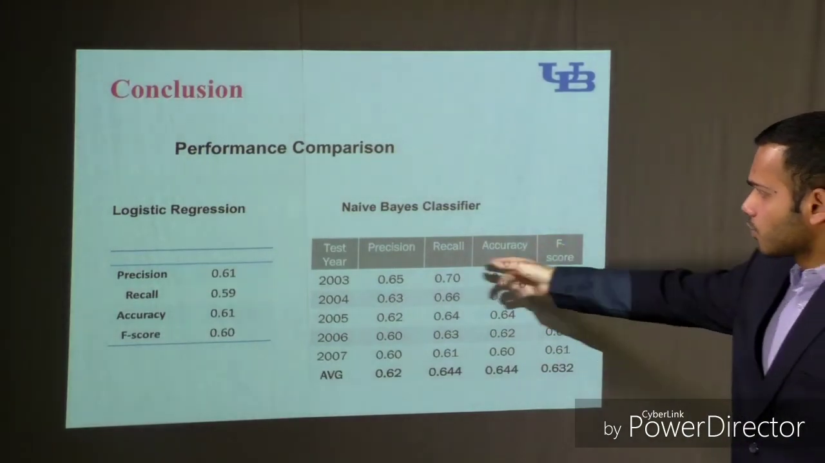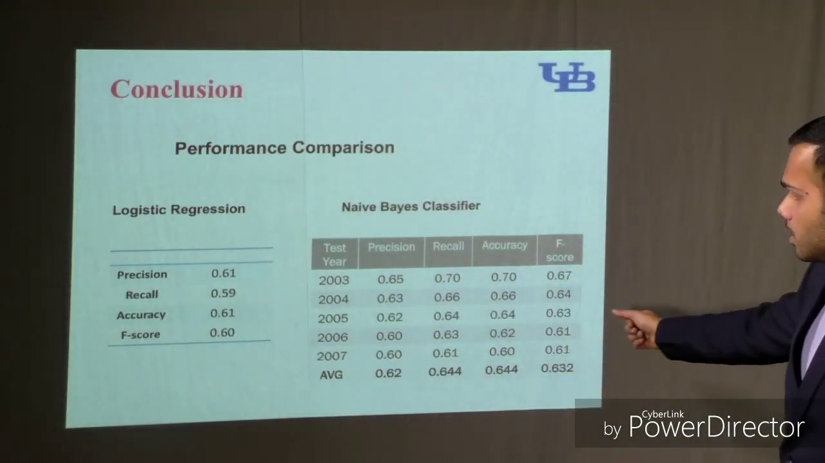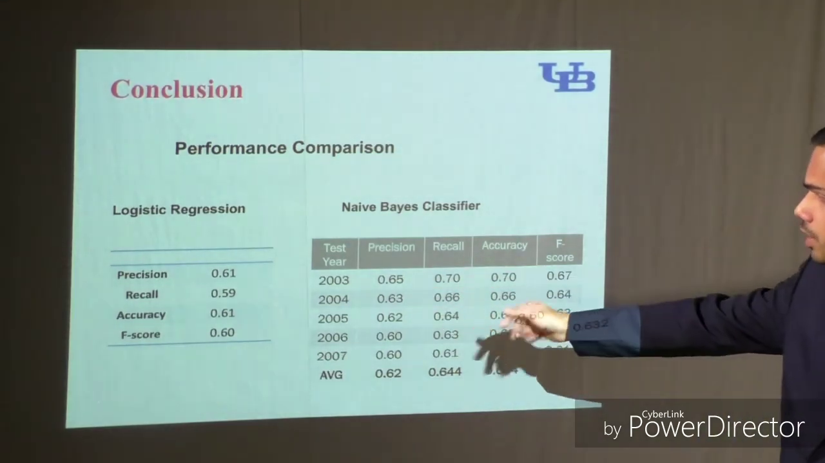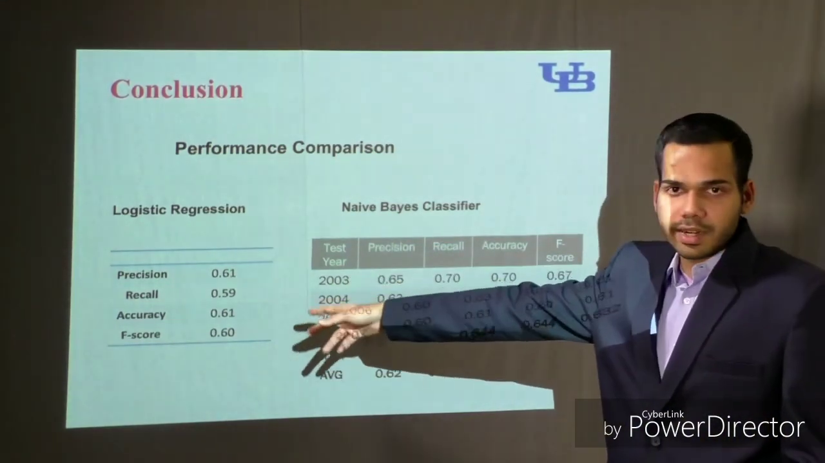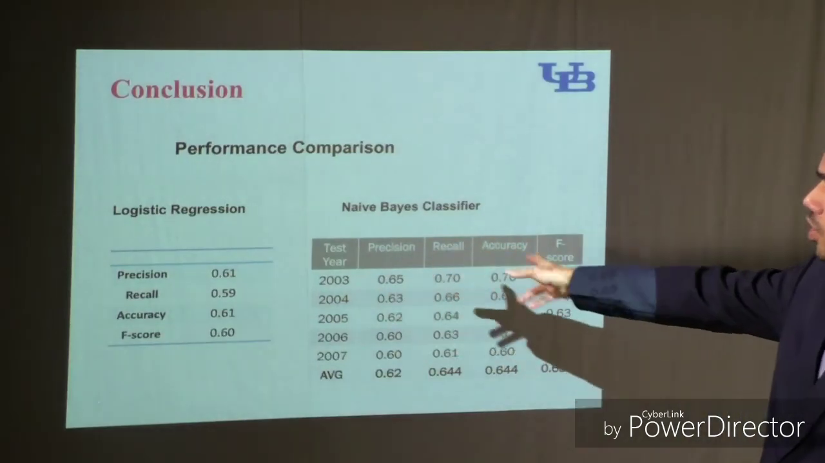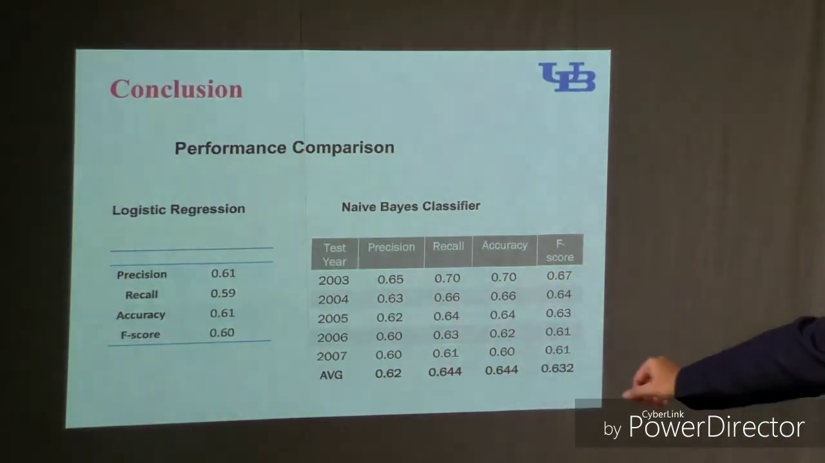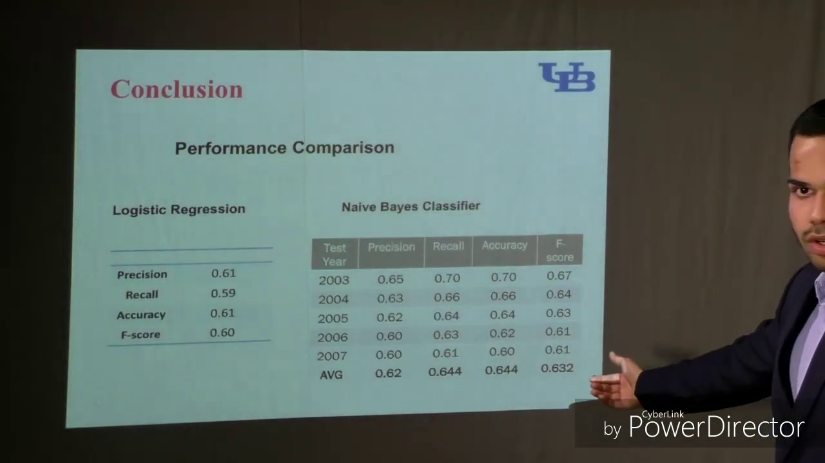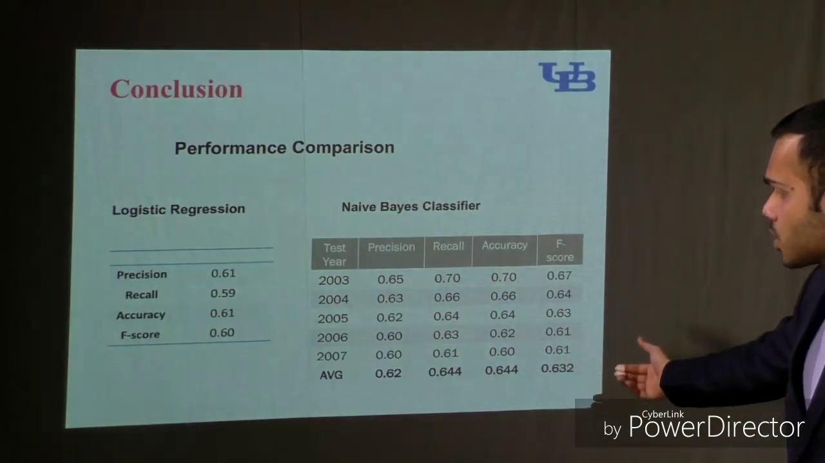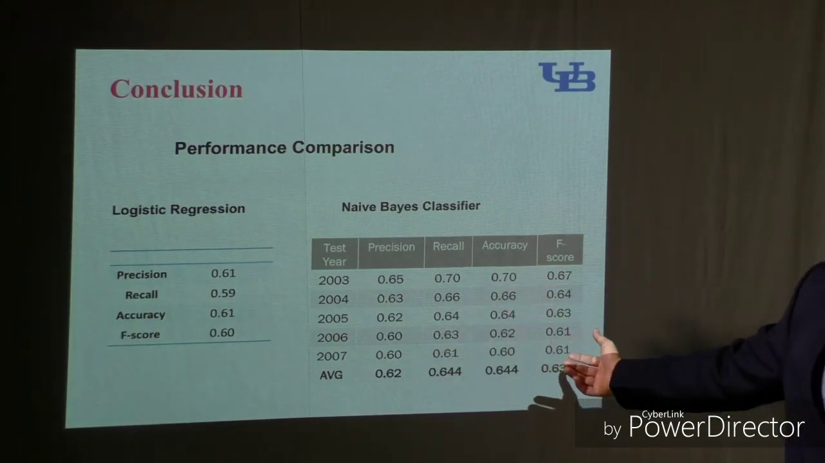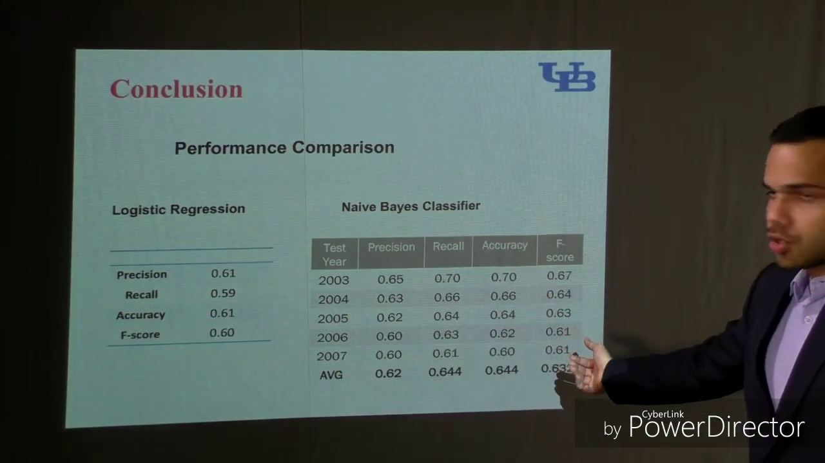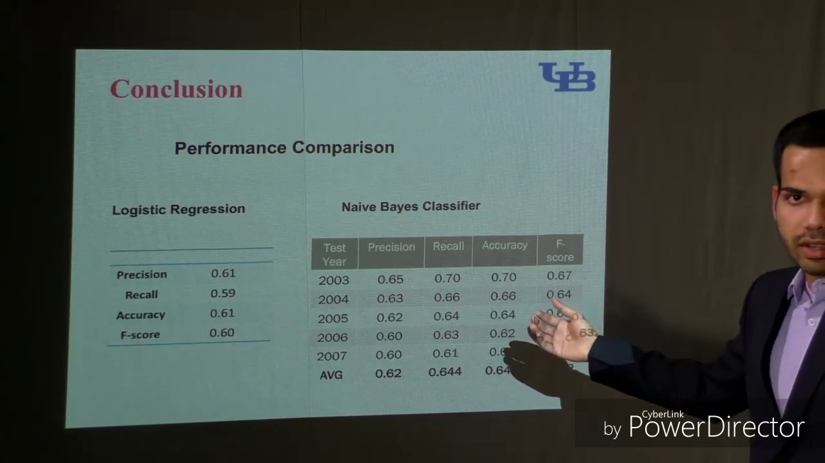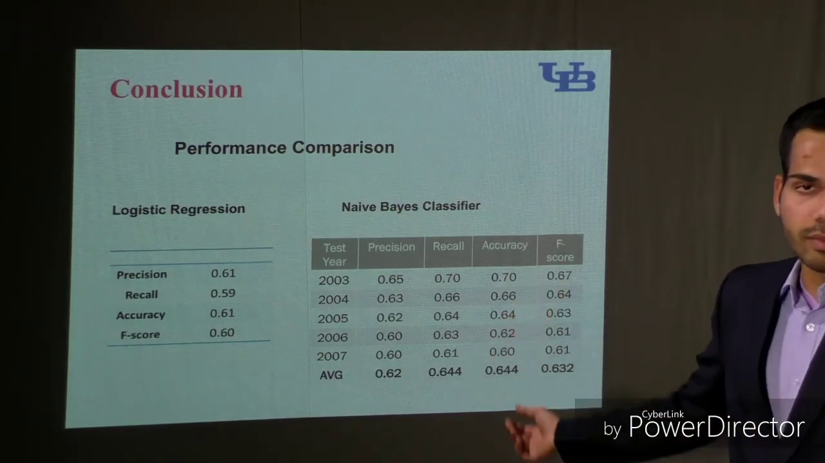So these are the results for the naive-Bayes classifier. This is the average value, these are the values for each particular year, and those are the values for logistic regression. If we compare the performance of the two models, we found that the naive-Bayes classifier has better performance. Also the accuracy was better for the naive-Bayes classifier. So we finally moved ahead with the naive-Bayes classifier for further implementation of our project.